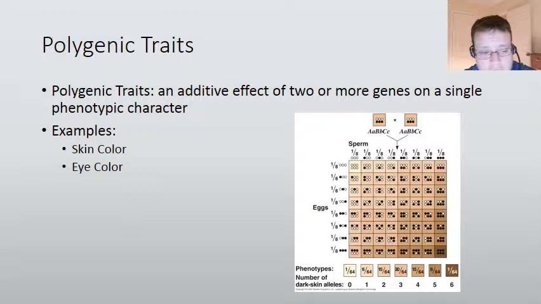So the next thing is what's called polygenic traits. Polygenic traits is where you have two or more genes for a single phenotype, as in skin color or eye color. This is a little bit different than multiple alleles, where you just have many alleles for one gene. Instead, this one you have many genes that code for one type of phenotype, like skin color or something of that nature. Okay, that's all about other patterns of inheritance.